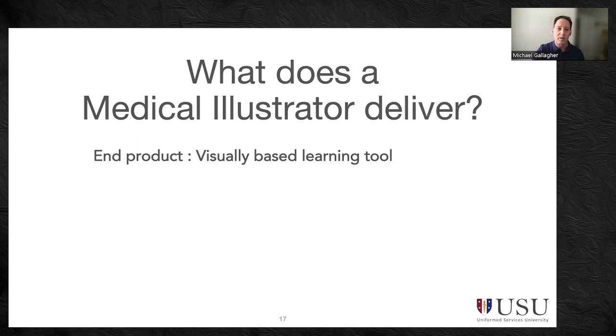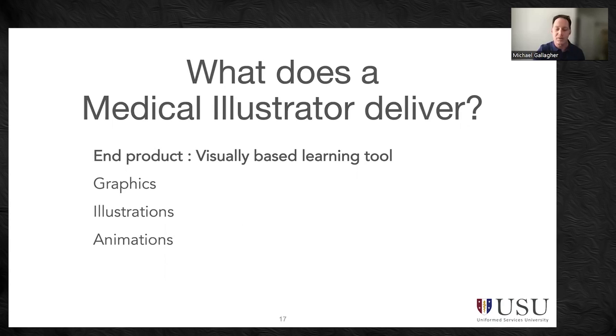What is our delivery? Well, the end product is what we call a visually based learning tool. This is not necessarily an illustration. It's anything that's visually based. It could be an animation. It could be something else. It could be a handout. It includes graphics. It could be a booklet. It could be an infographic. It could be a poster. It might be an illustration. That's certainly obviously what we can do. It could be an animation as well.